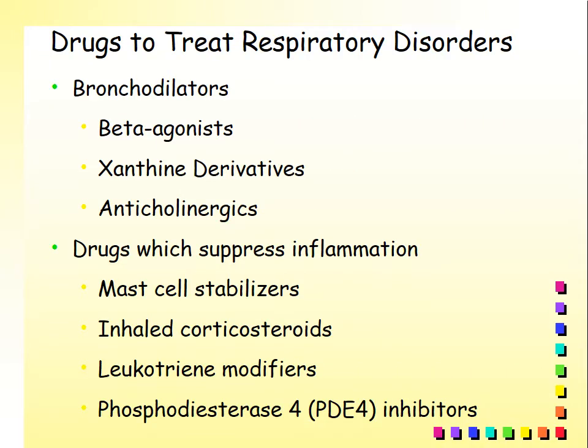The drugs to treat respiratory disorders are in several classes. We have the bronchodilators, which is broken down into three subsets: the beta agonists, the xanthine derivatives, and the anticholinergics. Then we focus on drugs which suppress inflammation. These include indirectly the mast cell stabilizers, inhaled corticosteroids, leukotriene modifiers or inhibitors, and phosphodiesterase 4 or PDE4 inhibitors.